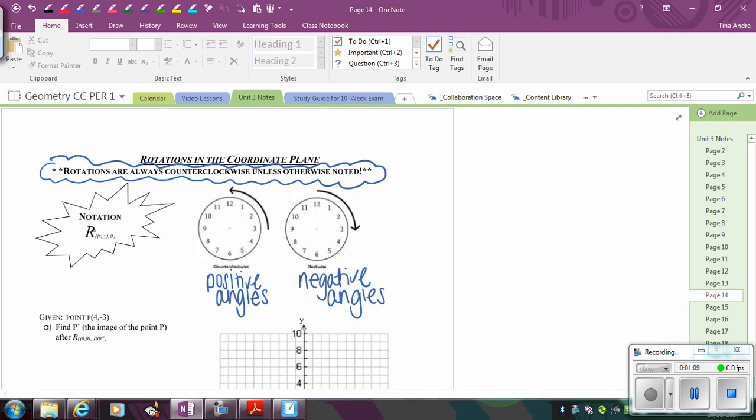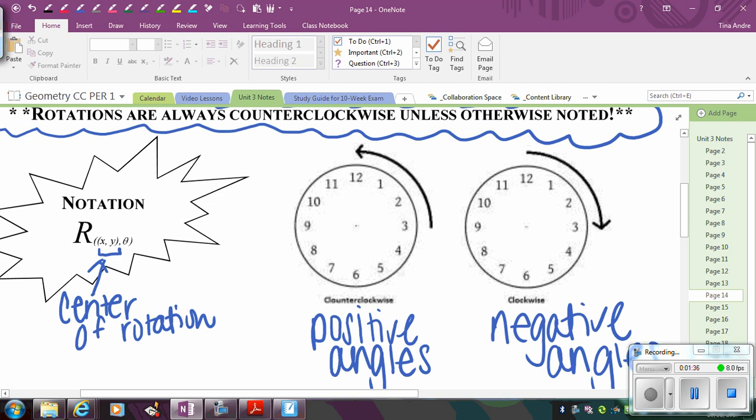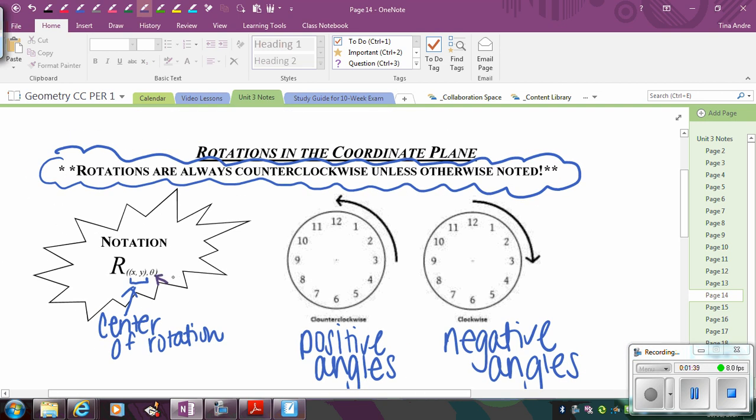The notation for rotations is a capital R, because lowercase r stands for reflections. With capital R, the first thing you notice is a coordinate, an x comma y. That's going to be your center of rotation. That's important because it tells you where you're moving from. And then the angle of rotation is this symbol that we call theta. That's just a common letter that we use to represent angle measures. This is the angle of rotation, and it tells you how many degrees you're turning your object.